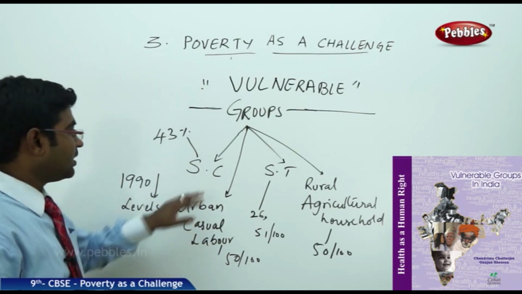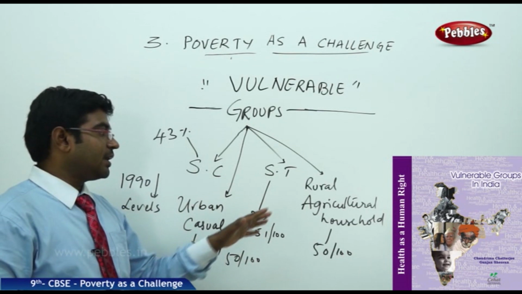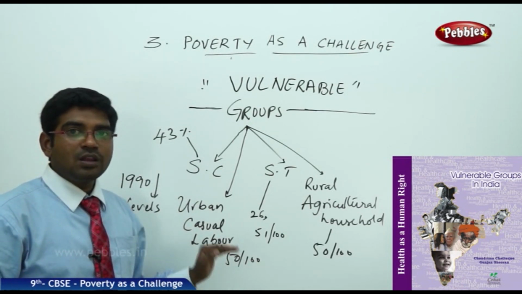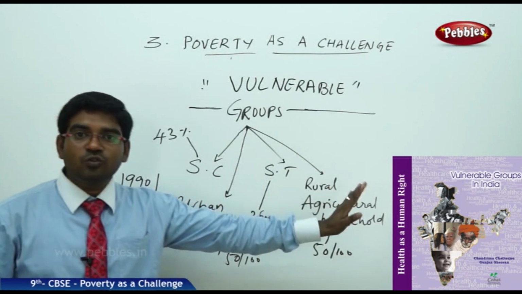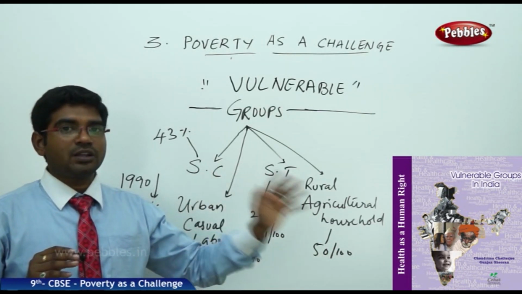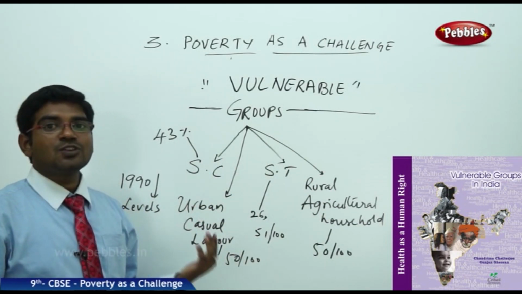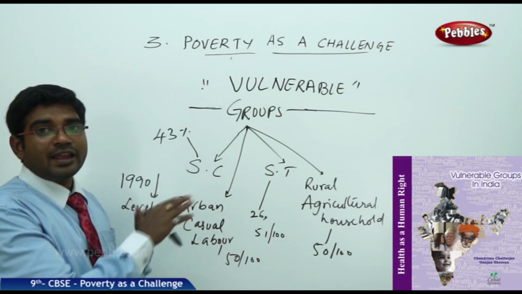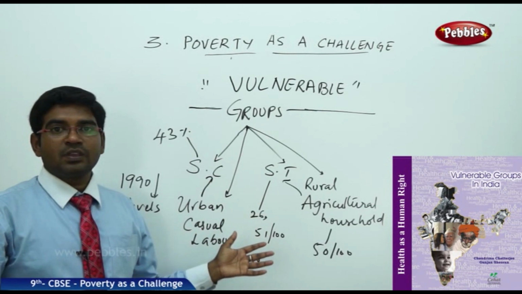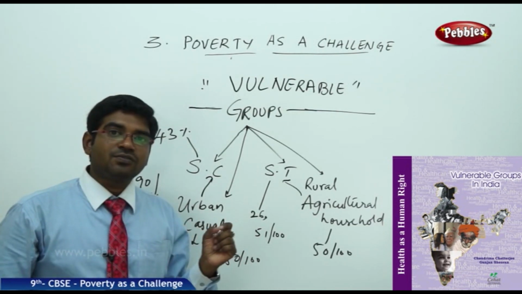Now moving on, the SC and ST people mostly turn out to be in the categories of rural agricultural household and urban casual labor. In rural areas, if they are not able to find any work in the field because of seasonal unemployment or whatever the reason, they simply turn to the urban areas, and here they become urban casual labor. Most of the time, these categories of people come from the SC and ST categories only. So the SC and ST categories are the most vulnerable groups of poverty.